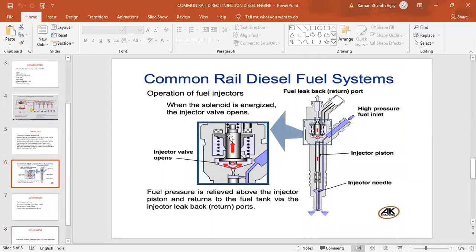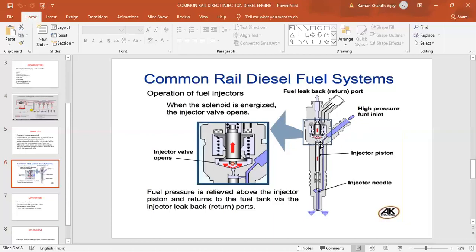So here you can see high pressure fuel is entering through this opening. You can see this area is zoomed here. When this high pressure fuel is entering, it goes both to the top as well as to the bottom.